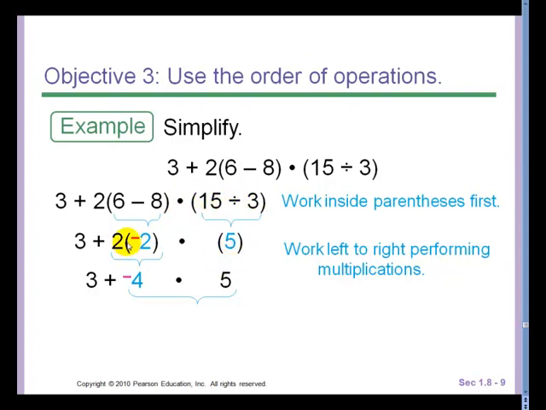In this case, we have two multiplications, the 2 times negative 2 and this multiplication right here. We have to work left to right, so we have to do this one first. 2 times negative 2 is negative 4, and then 3 plus negative 4 times 5, we have to do this multiplication second. We get 3 plus negative 20, and then we add. 3 plus negative 20 is negative 17.